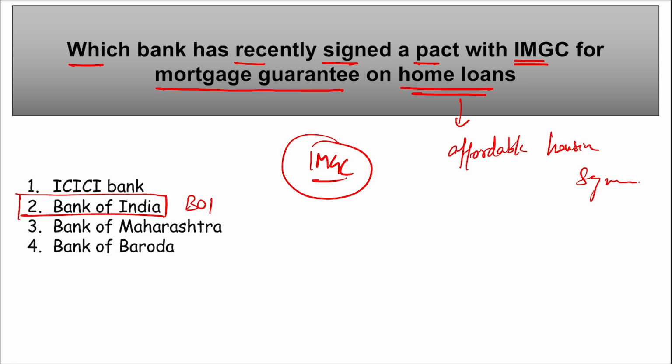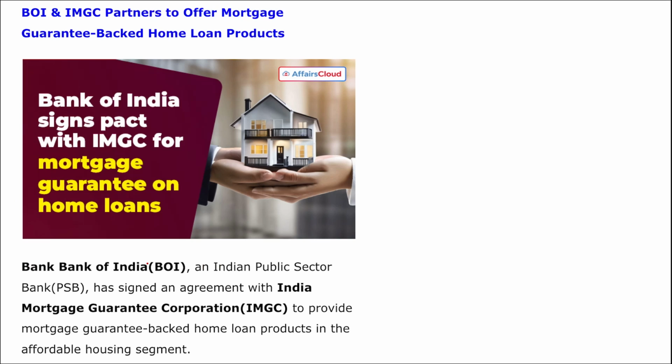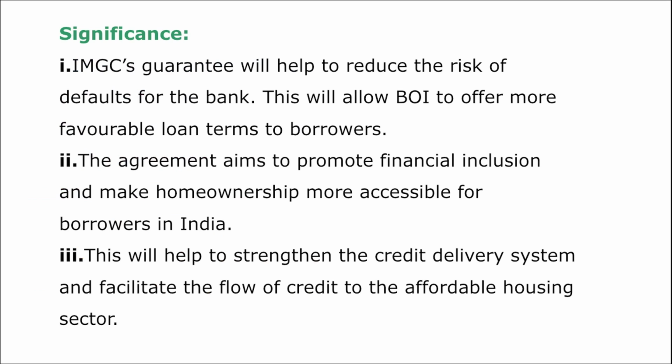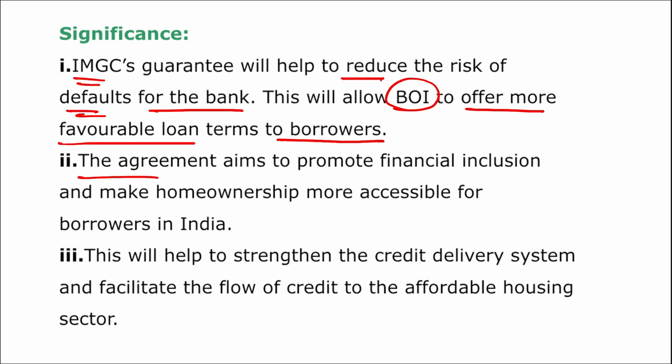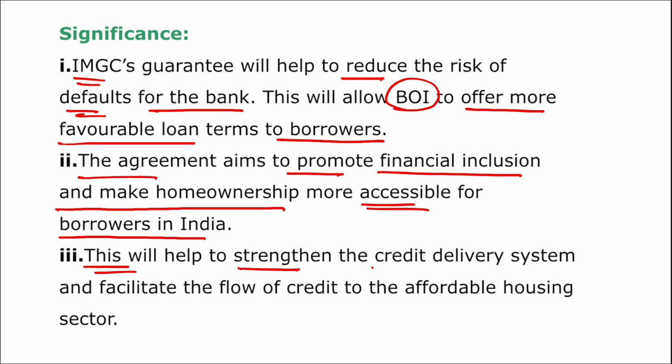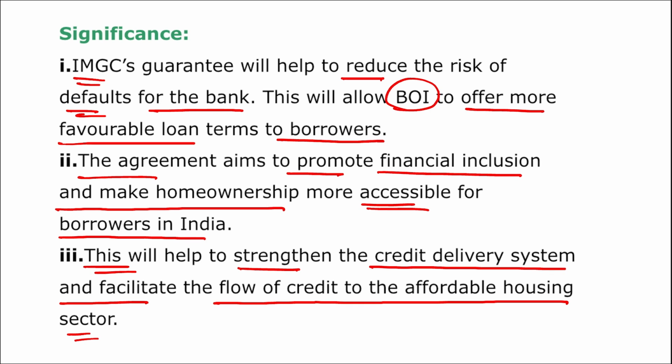Moving on. Apart from this, remember, here you can see Bank of India, that is an Indian public sector bank. They signed the agreement with IMGC to provide mortgage guarantee backed home loan products in the affordable housing segment. Here, IMGC's guarantee will help to reduce the risk of defaults for the banks, and this will allow the Bank of India to offer more favorable loan terms to borrowers. This agreement aims to promote financial inclusion and make home ownership more accessible for borrowers in India, and this will help to strengthen the credit delivery system and facilitate the flow of credit to the affordable housing sector.